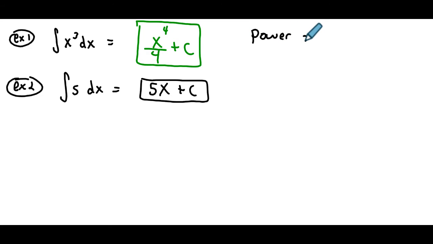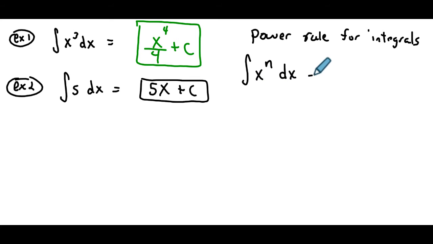This is the power rule for integrals. So the power rule for integrals says, if you're taking the integral of x to the n power with respect to x, the integral would be equal to x to the n plus 1 power divided by n plus 1, and then plus your constant c. So that's going to be our first rule.